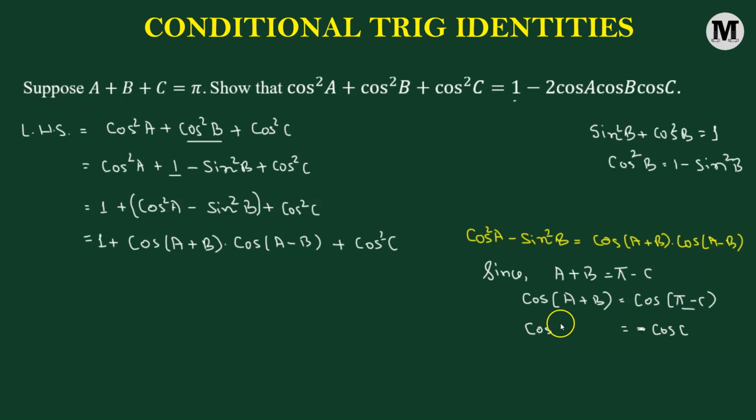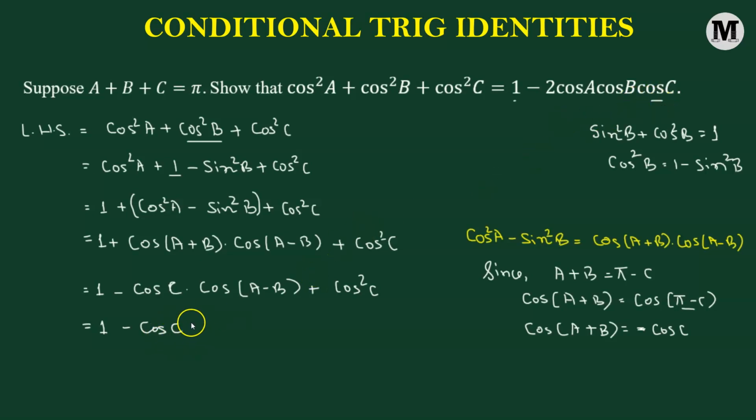In other words, we have shown that if A plus B plus C equals pi radians, then cosine of A plus B equals negative cosine C. So we're going to replace cosine of A plus B with negative cosine C. That's going to give us 1 minus cosine of the angle C multiplied by cosine of the angle A minus B added to cosine squared C. Okay, so now we have 3 terms. We'll keep 1 as it is, and from the second and third terms we're going to take negative cosine C as the common factor, because we need a cosine C here.